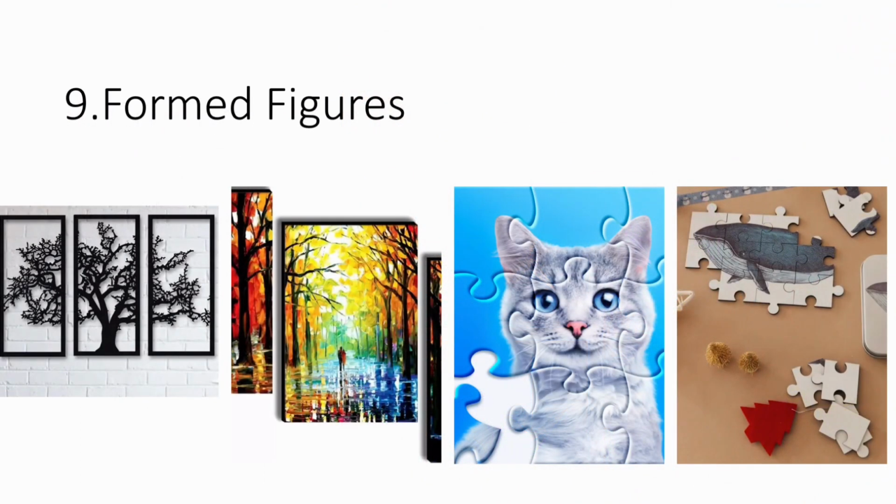And the next one is formed figures. See here, there are different pieces of photos. This is a photo of a tree. It is cut into three parts. This is part number 1, part 2 and this is part 3. But on the whole, this is a tree. Here also there is a scenery which is cut into 3 pieces. Here there is a figure of a cat, but it is cut into different parts, right? But assembling them in a correct manner, we are able to see a cat here.